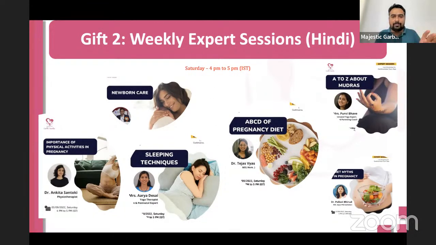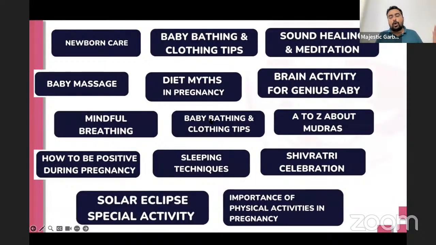So just make it clear: live yoga classes and weekly expert lectures. Yoga classes would be in Hindi plus English kind of language. Weekly expert lectures would be mostly in Hindi, but that would be mostly in Hindi, right? So these are the topics on which our experts used to talk. Now, these are the two complimentary gifts.